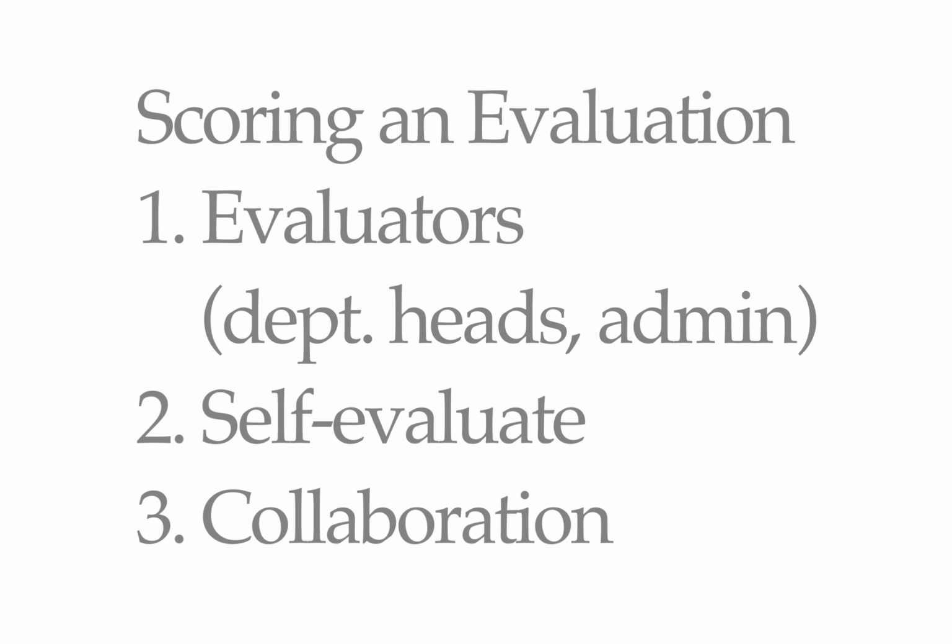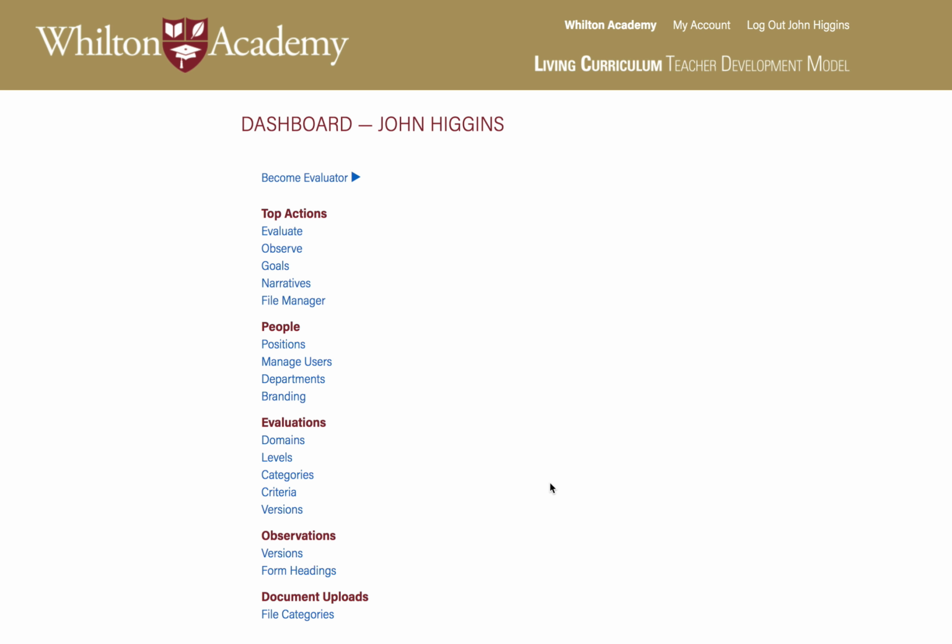So there's 3 steps. The first one is to have assigned evaluators. They could be department heads or administrators, such as principals or even head of school, do their evaluation. We can also, as I've pointed out, allow teachers to do a self-evaluation. And then there's the coming together of evaluators to make the final determination as to the score for each of the criteria. So let's start with an administrator making an evaluation.